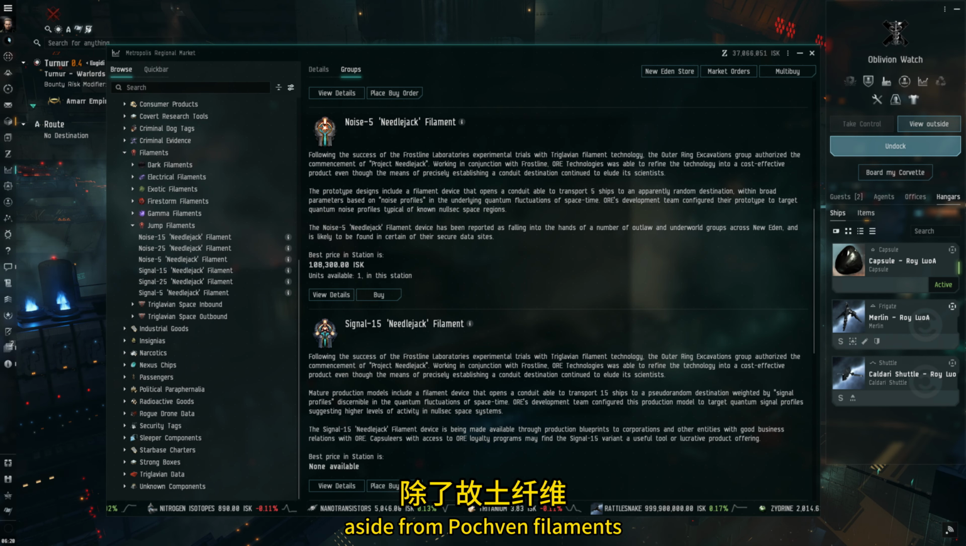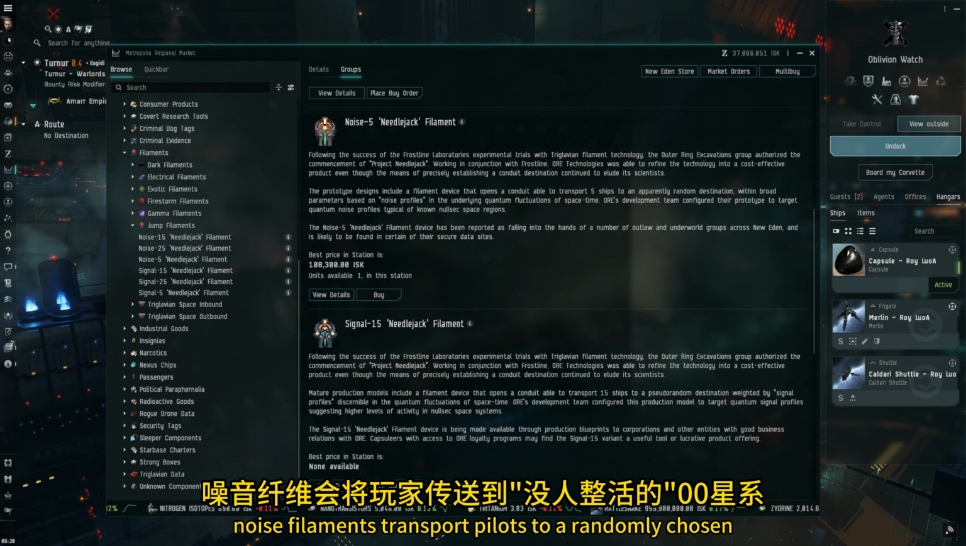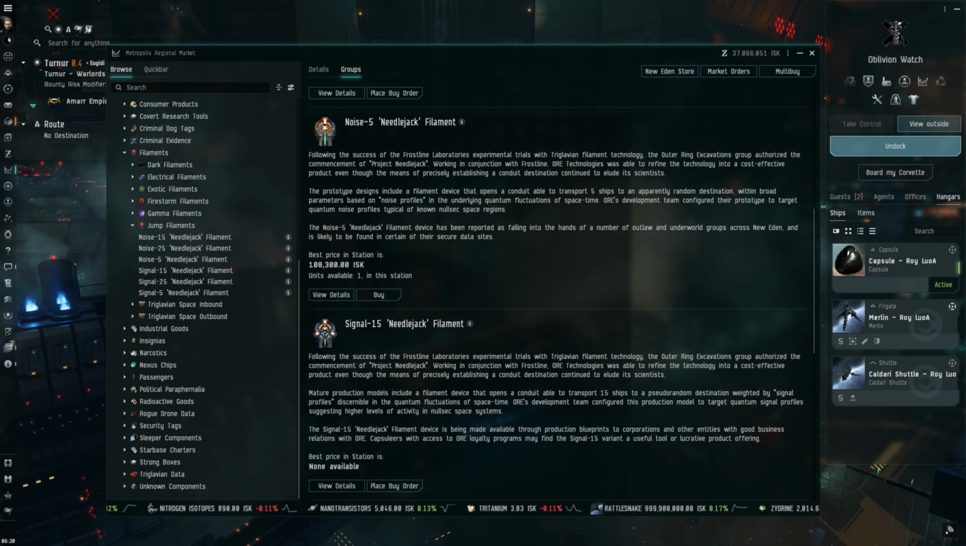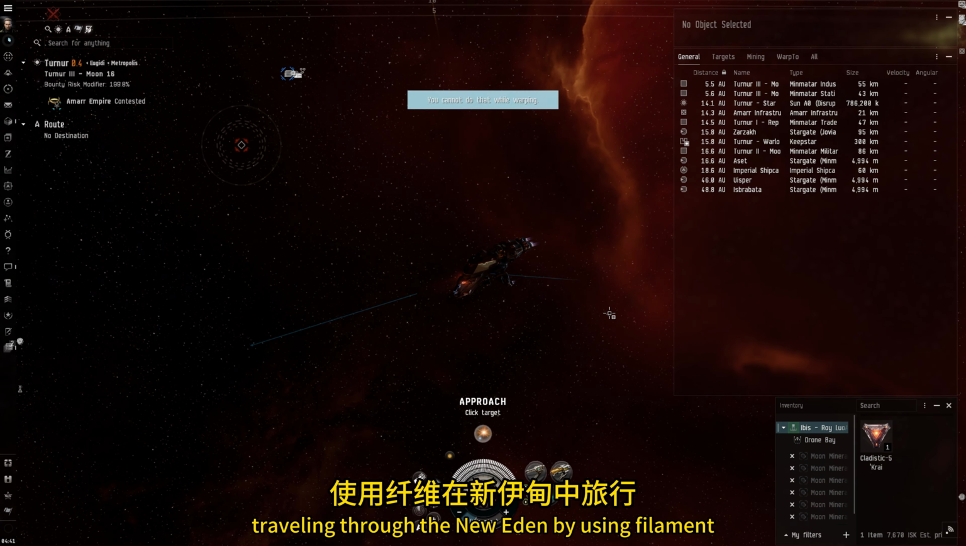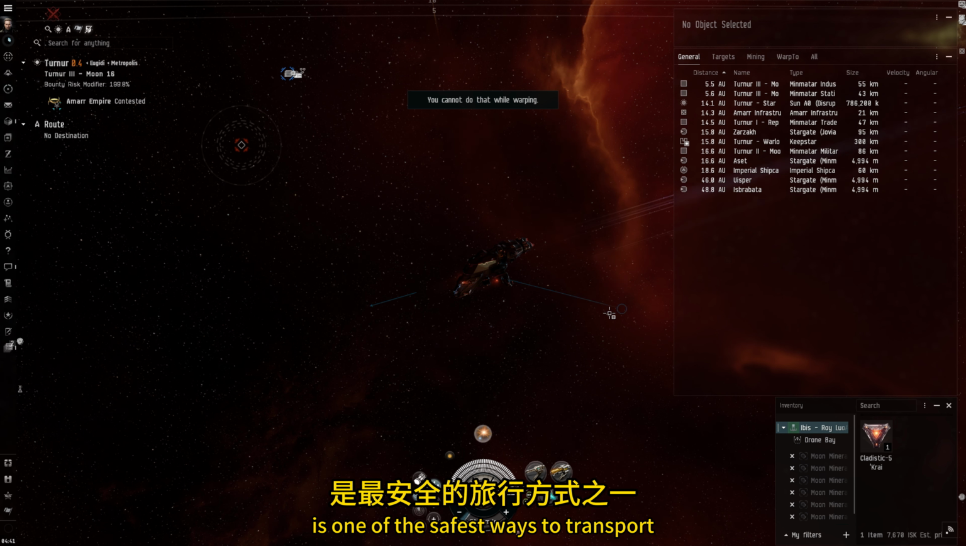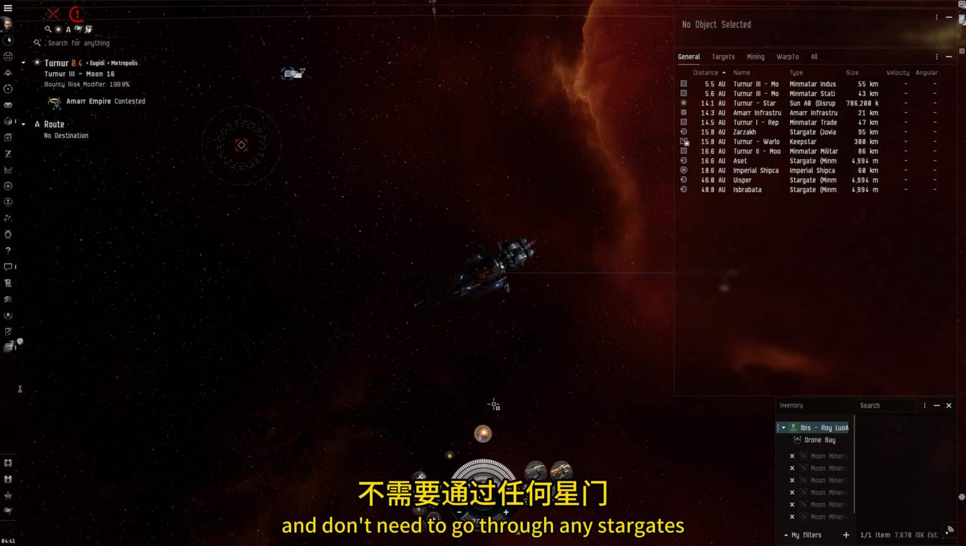Aside from Pochven filaments, there are filaments designed for traveling between nullsec systems only. Noise filaments transport pilots to a randomly chosen system with low activity. Conversely, signal filaments transport pilots to a randomly chosen system with high activity. Traveling through New Eden by using filaments is one of the safest ways to travel, since you can stay in deep space and don't need to go through any stargates.